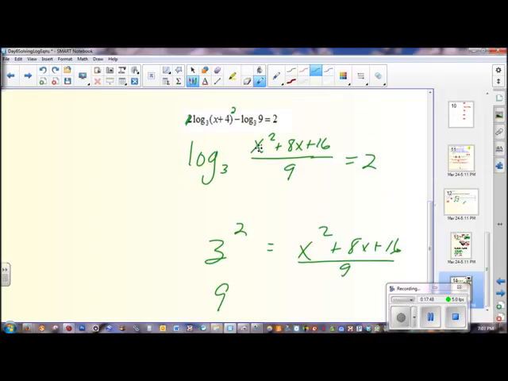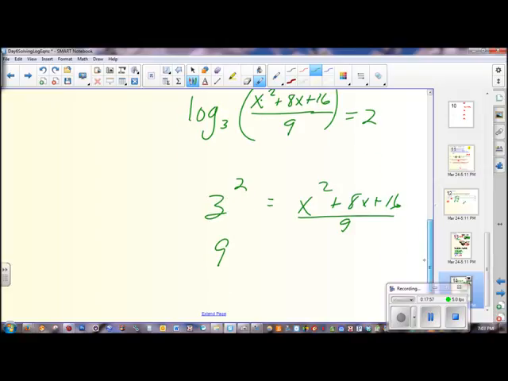3 to the second power is equal to that argument. So you're seeing the argument on this side. And since I have 9 on this side, I'm going to multiply both sides by 9, because I have a 9 on the bottom of that quadratic, and that's going to give me an 81 on the left. So I'll have 81 is equal to x squared plus 8x plus 16, and you get busy using your quadratic formula, or if it's factorable, you could factor it, and then check your answers when you're done.